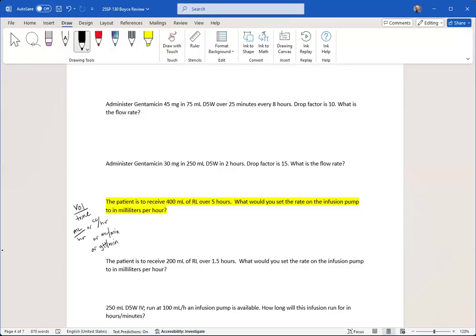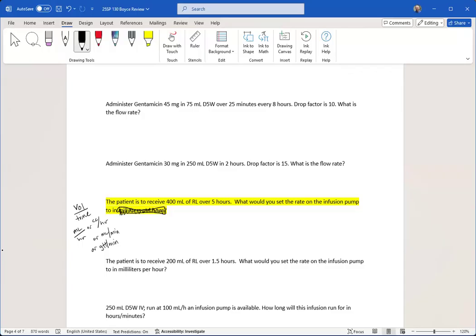If they're just asking you to calculate an infusion rate, typically they're looking for milliliters per hour. Even if they don't ask you directly, like if this question just said, what would you set the rate on the infusion pump to, and they didn't include milliliters per hour, you need to know that they're looking for milliliters per hour. If you want to practice this, you can just block out what is here.